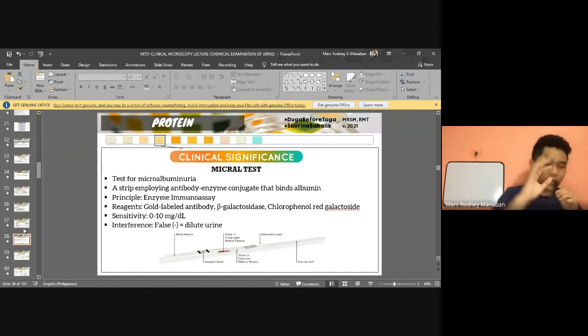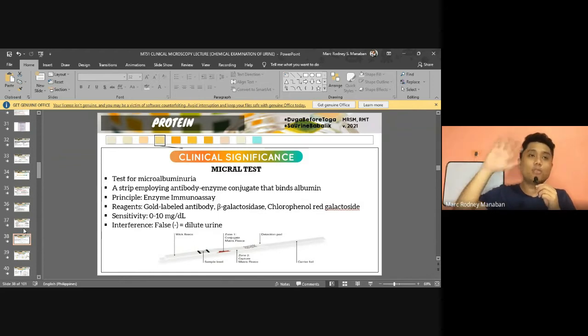All right. Now there are recent tests that are already formulated for the detection of this microalbumin. As I mentioned, before these tests, what they did was the albumin excretion rate, which uses 24-hour urine. Because of the hassle and inconvenience of collecting 24 hours of urine, they thought of formulating and using other tests to detect microalbumin. And the first is, of course, the Micral test.